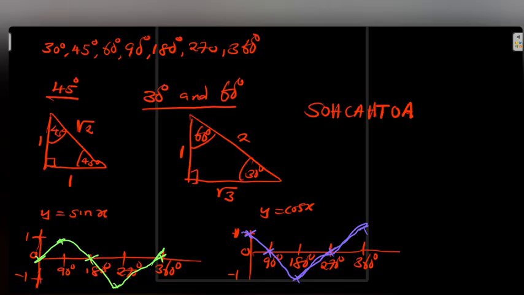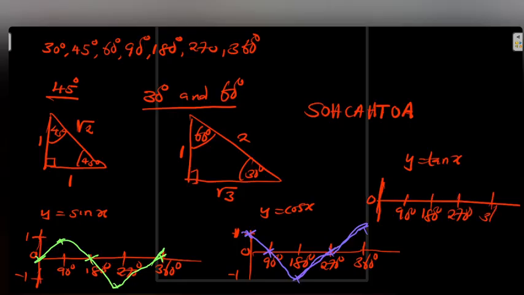The last graph that you need to be familiar with is the one for tan x. This is just a sketch that we're doing. The graph for tan goes like this. This is 90 degrees, this is 0, then 180 degrees, 270 degrees, and 360 degrees. The graph for tan is 0 at 180 degrees and also at 360 degrees, meaning that tan 180 degrees is 0, and also tan 360 is equal to 0.